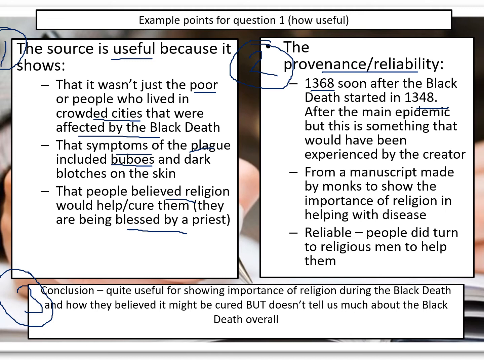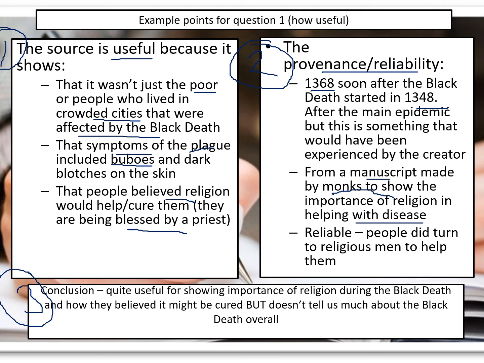So we can talk about the fact that it is actually accurate, and we know about this from multiple different sources, but also it is within the lifetime of the Black Death. It's been created in the 14th century. We can also talk about the fact that it's from a manuscript made by monks to show the importance of religion in helping with disease. This is all about the purpose of the source.